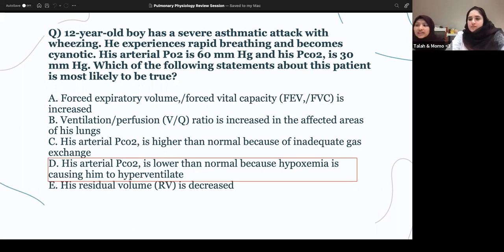And E is the opposite. So residual volume again would be increased in obstructive disease, like all the volumes. Does that make sense with everyone? Like why it's not A, why it's not B? You can eliminate them once you see them, because we know it's obstructive, we remove A. And because it's obstructive, they say that the ratio is increased, but in fact it's decreased. And the PCO2 is higher than normal because of inadequate gas exchange, that's not true. His PCO2 is lower than normal, right? His residual volume is decreased, that's not true because it's an obstructive disease. I hope that was clear.